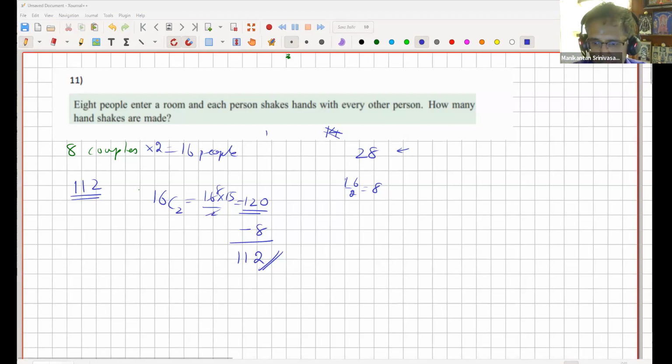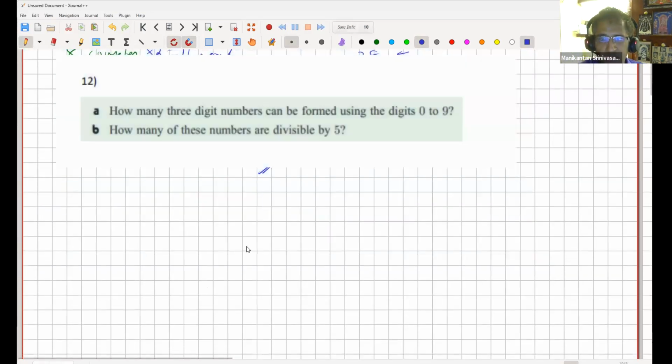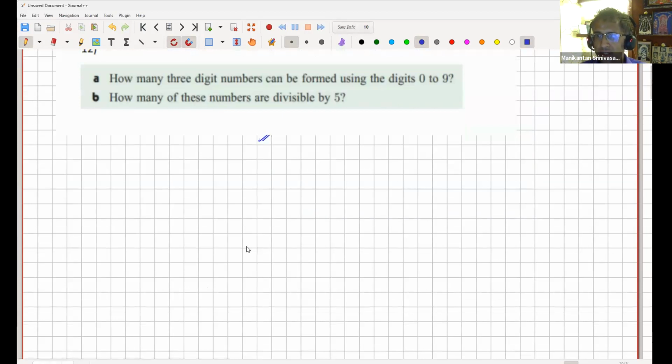Okay, question 12. How many 3-digit numbers can be formed using the digits 0 to 9? Bad question, because it doesn't say repeats are allowed or not allowed, or it's not very clear to me. Let me read it again. How many 3-digit numbers can be formed using the digits 0 to 9? It could be interpreted either way.